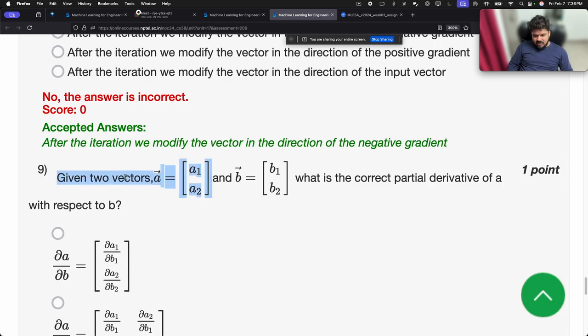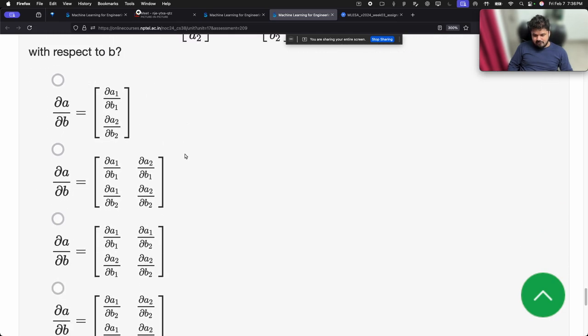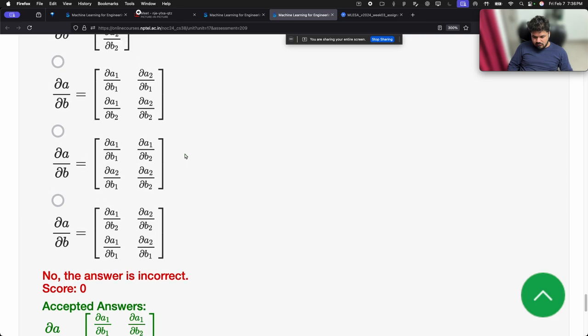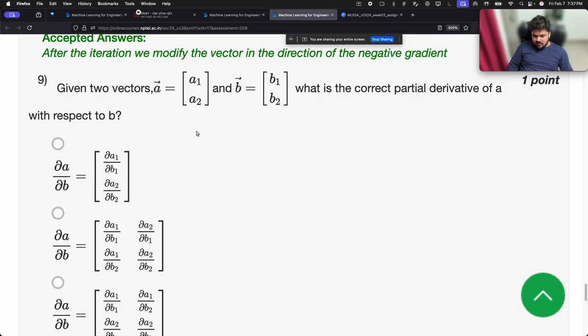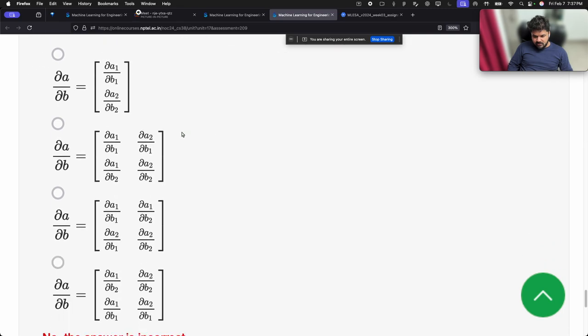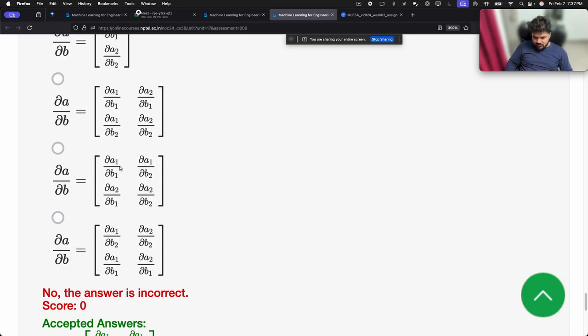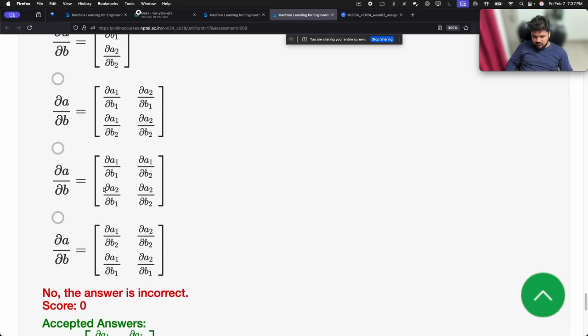Okay, so second last question. Given two vectors a and b, what is the correct partial derivative of a with respect to b? Which one? So a1 with respect to b1, a1 with respect to b2, a2 with respect to b1, a2 with respect to b2. This will be the answer. Sorry, a2 b1, a2 b2. This one.